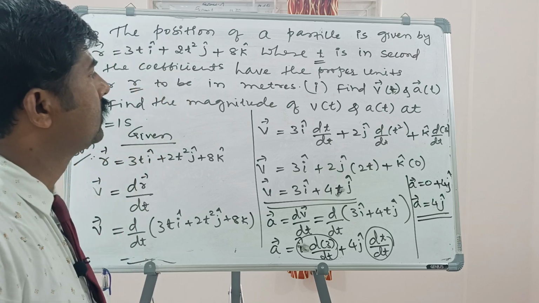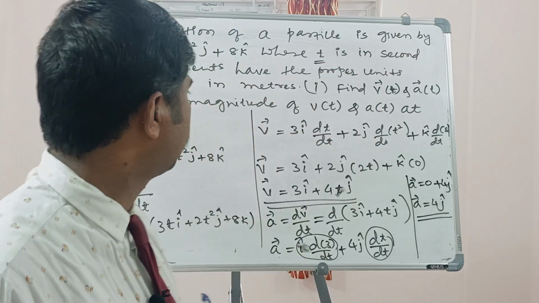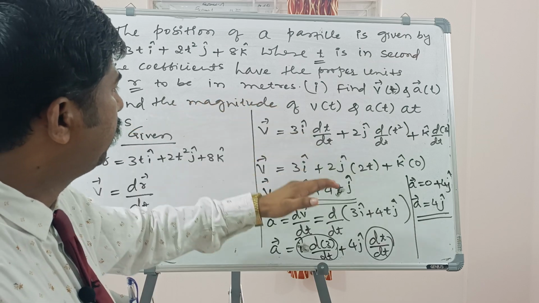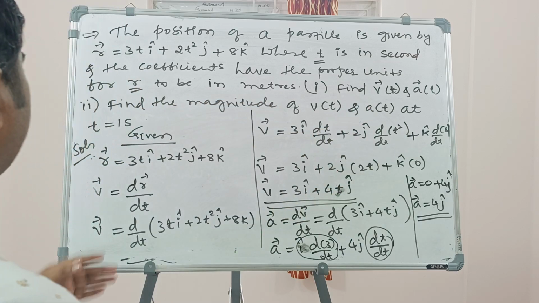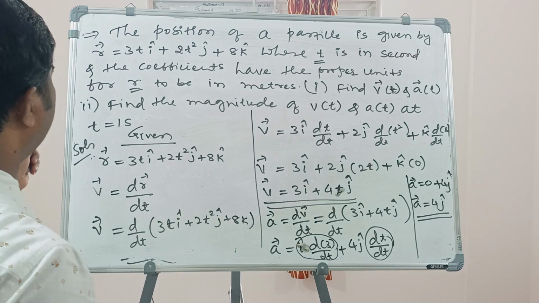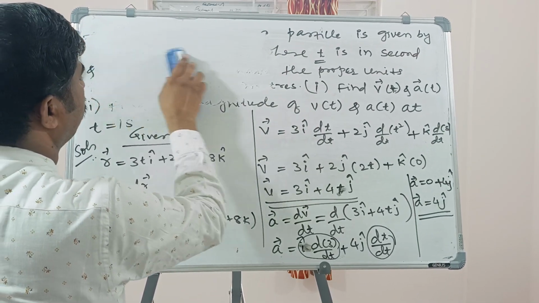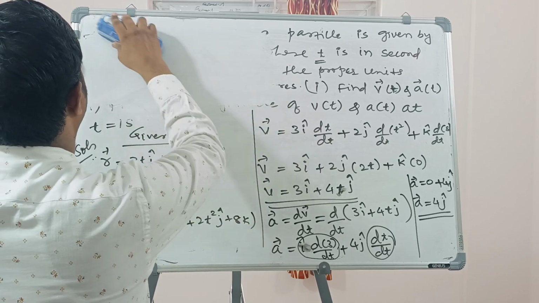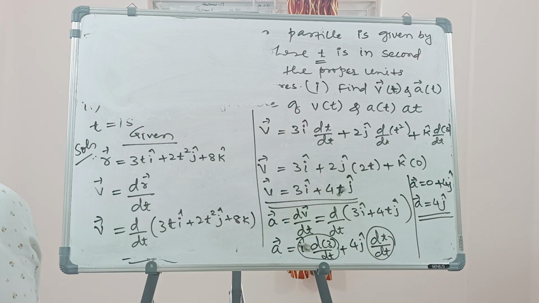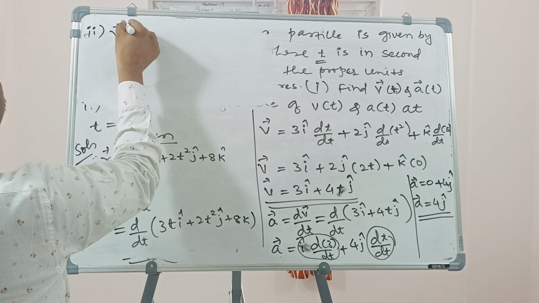Got it? So we have calculated the first one, velocity and acceleration. We'll find out the magnitude of velocity as well as the magnitude of acceleration at a time interval t equal to 1 second. Just I want to calculate the magnitude of velocity. Clear? So to calculate the magnitude of velocity, what we will do?